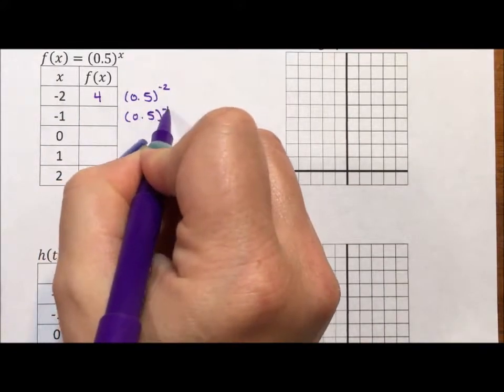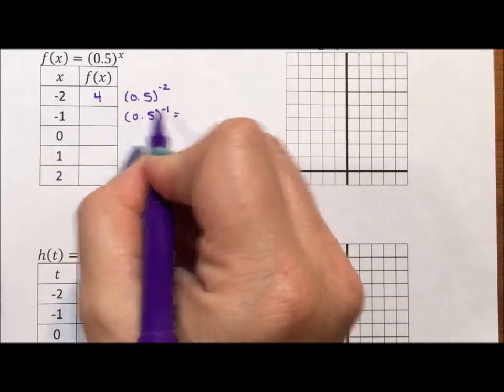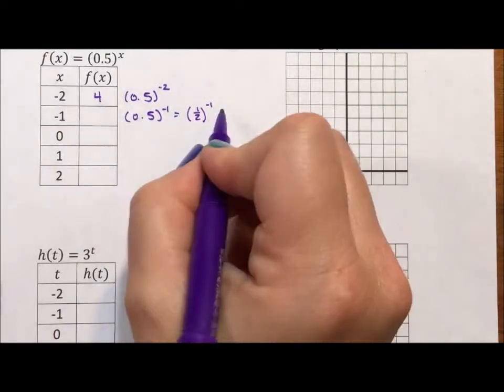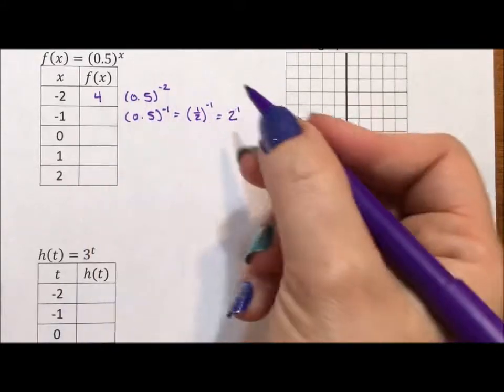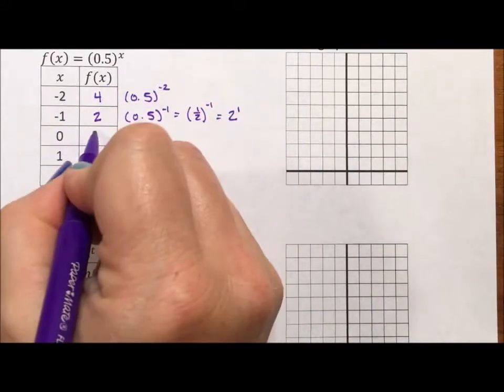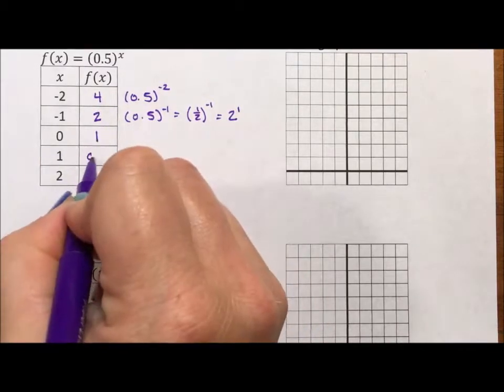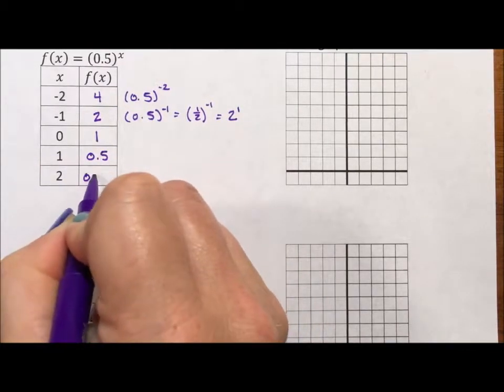0.5 to the negative 1. If you're wondering how I got that so fast, 0.5 is 1/2. And negative 1, that negative means reciprocal, so that's 2 to the 1, whereas this was 2 squared. Anything to the power of 0 is 1. 0.5 to the 1 is 0.5, and 0.5 squared is 0.25.